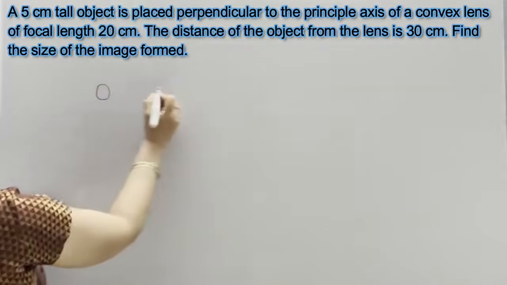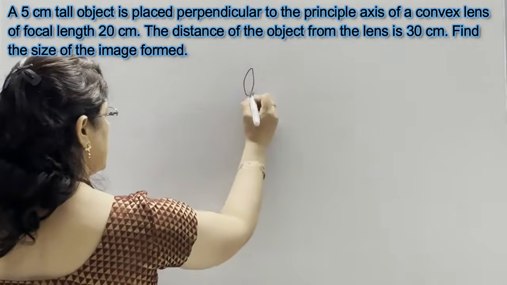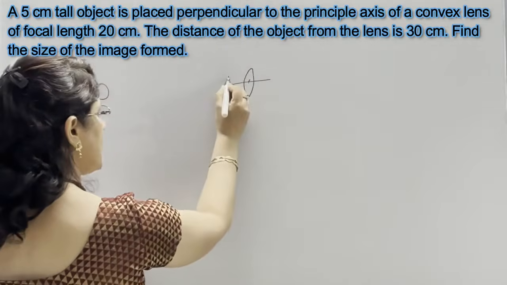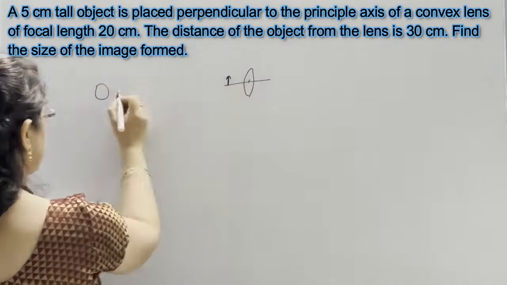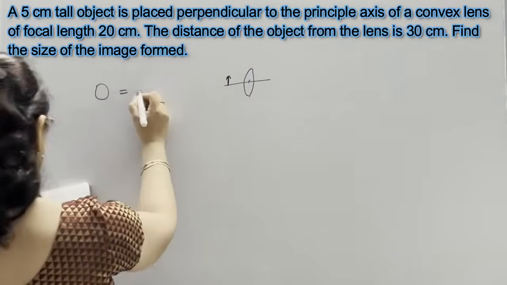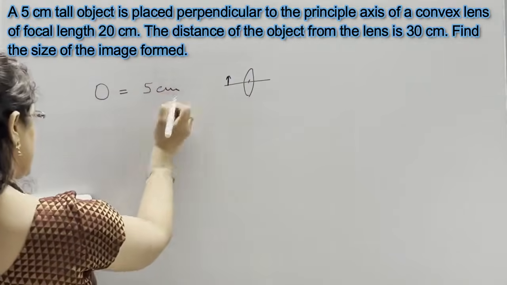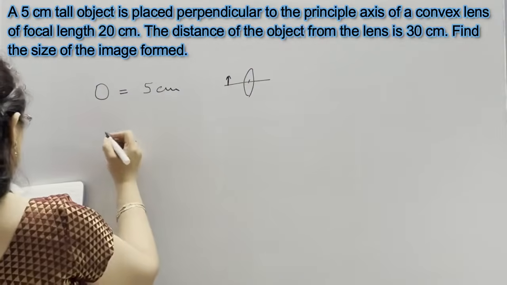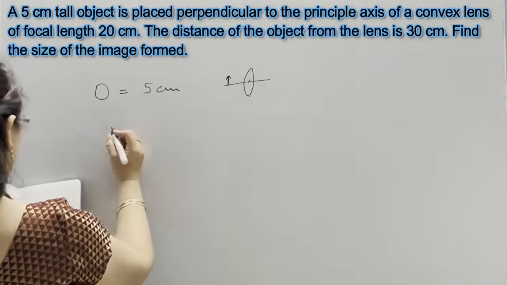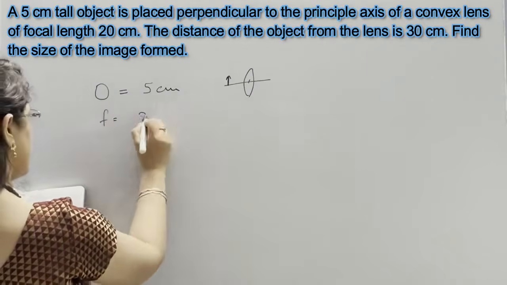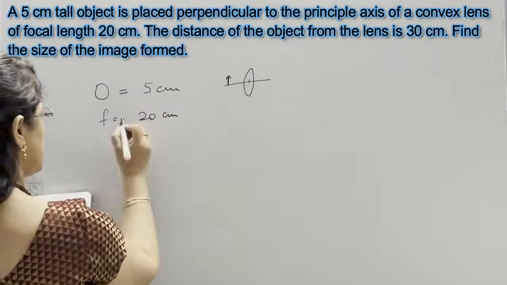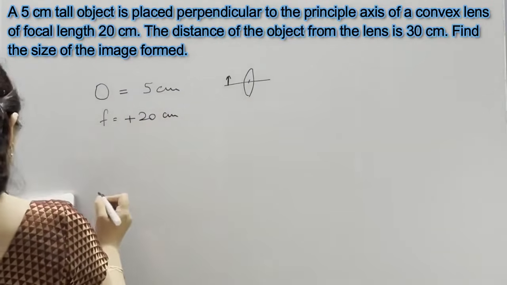O is the size of the object. This is the convex lens. This is the size of the object which is placed on the left hand side. So O is the size of the object, which is given here as 5 centimeter. Next, it is perpendicular to the axis and focal length is given as 20 centimeter, because this is a convex lens, the focal length is positive.